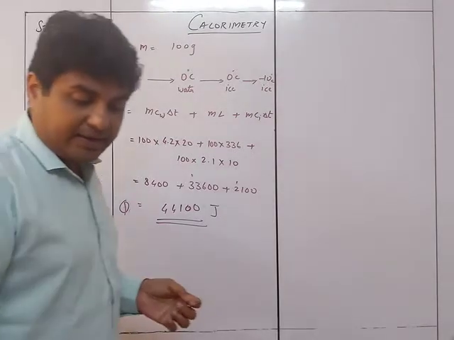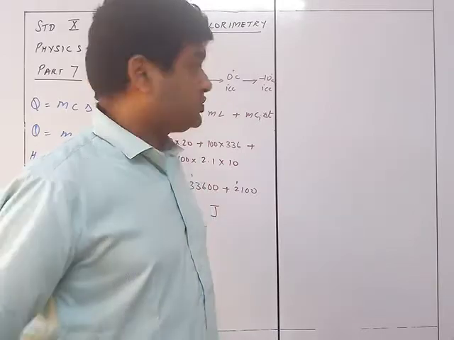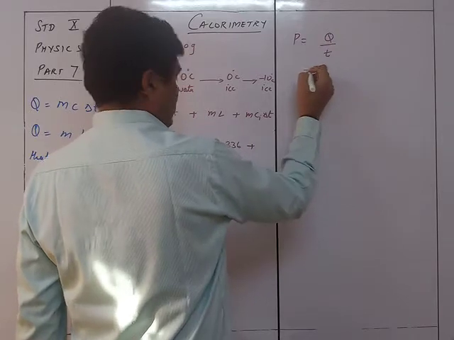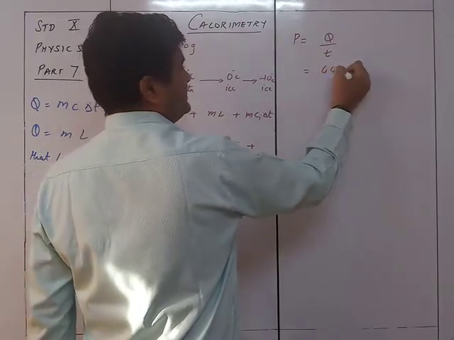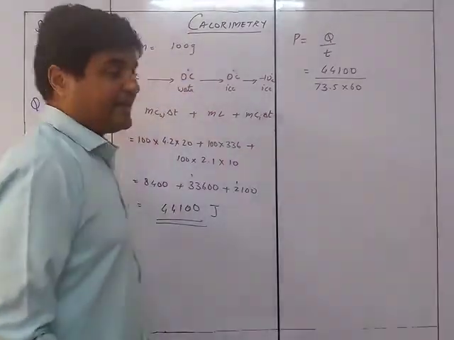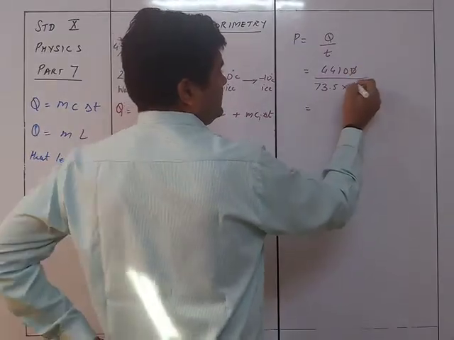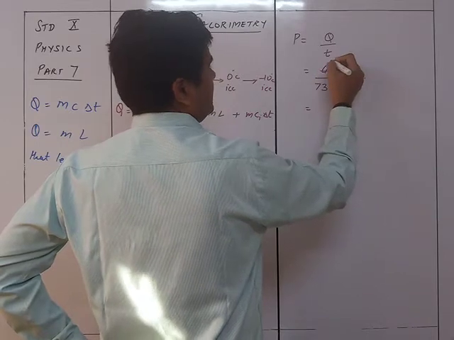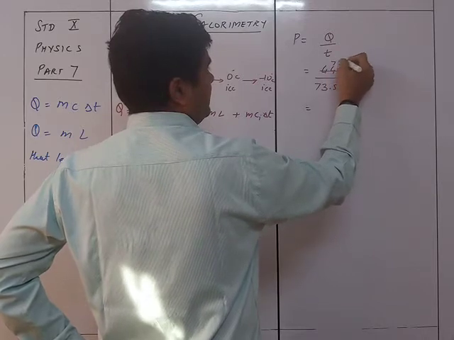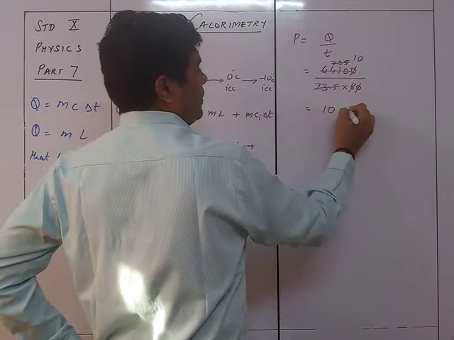Now they have given us that it is going to take a time of 73.5 minutes. So we know here power is equal to Q upon T. Now it is 44100 upon 73.5 into 60. That will be in seconds. So this gets cancelled, and then you get over here, 6 sevens are 42, 21. So 21 times 3 is 63 and so on, and you get 10. So that will be 10 watt.